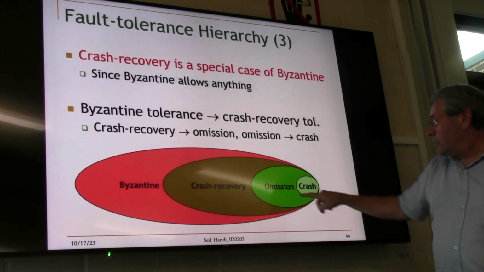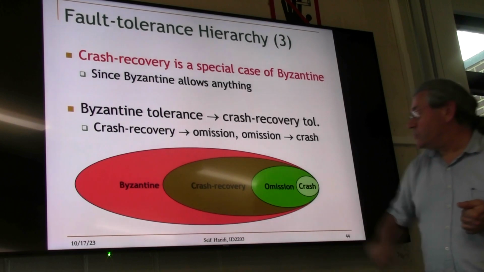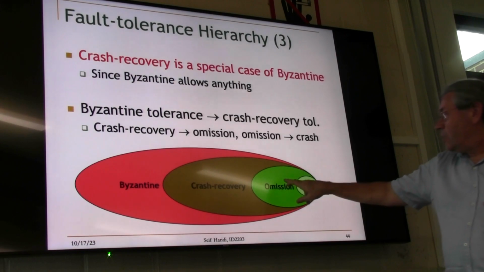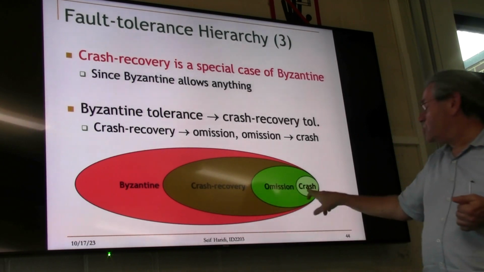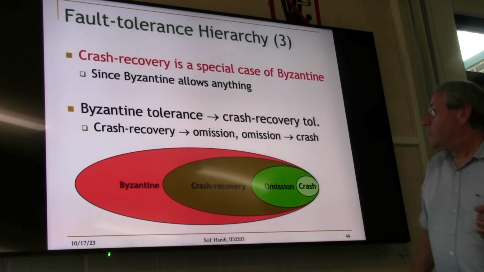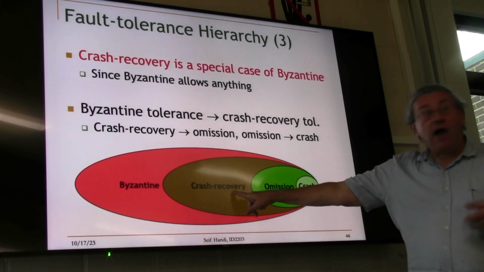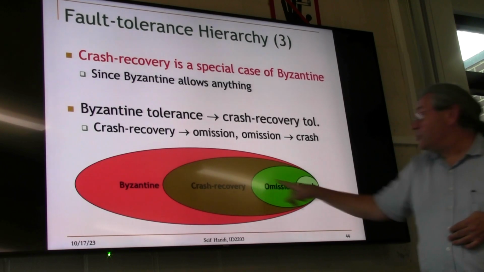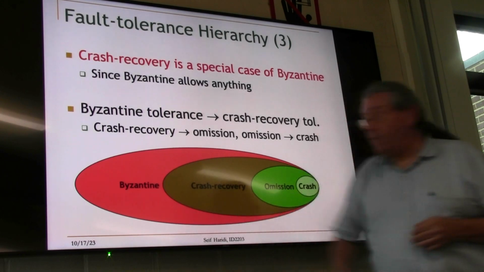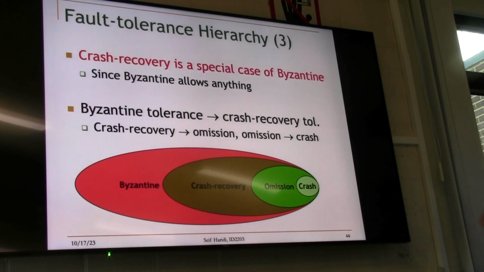So here's a diagram. Each little ellipse is a set of possible failures, and you can see there's a strict subset. Crash stop is a special case of omission, and a special case of crash recovery, which is a special case of Byzantine. That means if we have an algorithm that can survive crash recovery, it will also survive omission and crash stop. If we have an algorithm that survives Byzantine failures, it will survive all the others. Okay?